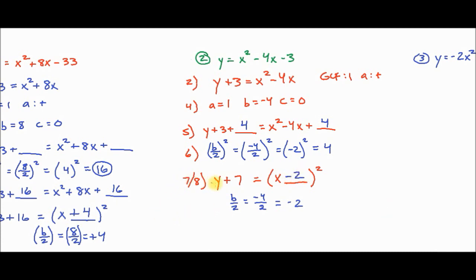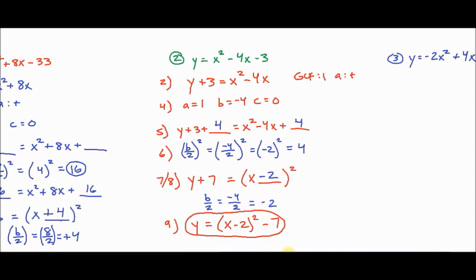Take a look at step 7/8. We already have our left side done, and we already have our right side done. All we have to do is step number 9, which is move the 7 back to the other side. When we do that, it changes from positive to negative across the equal sign. We've got y equals x minus 2 squared minus 7. So, number 2, the standard form quadratic has now become vertex form. Circle that. Go to question number 3.